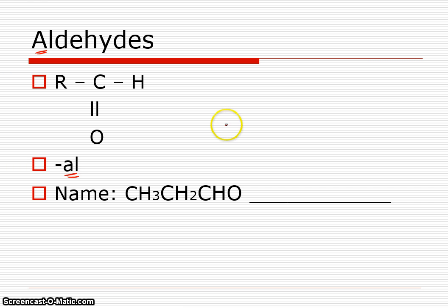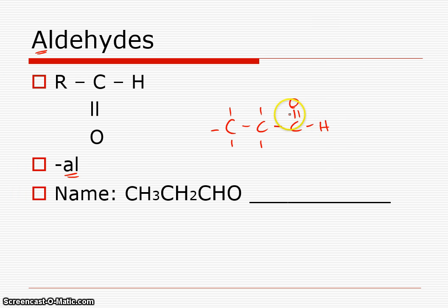Again, always easier to draw it out. So I have CH3, CH2, C, double bond O, and then an H. And that's always how it's going to add on.